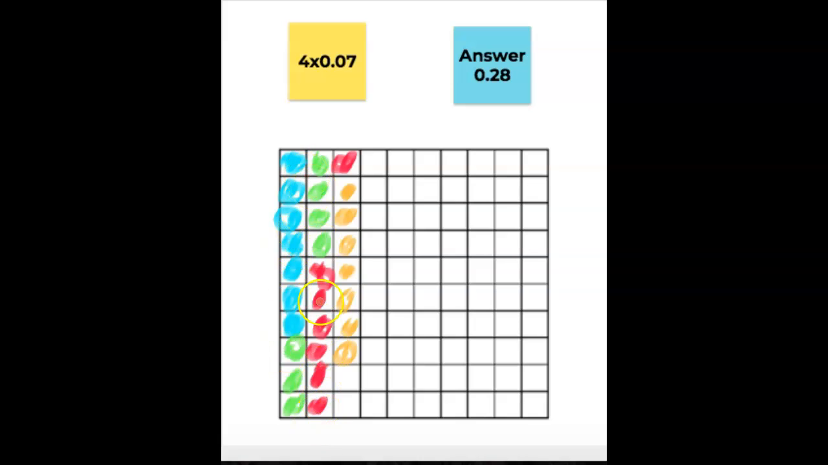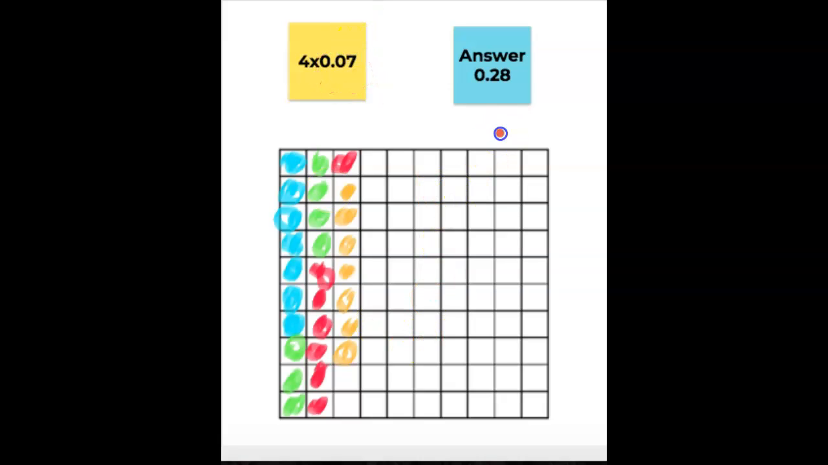So if you look down here at the model, you'll see 4 groups of 7 hundredths colored in, each one a different color. So if we start here with the blue, we go 1, 2, 3, 4, 5, 6, 7. Okay, so each of these squares is a hundredth. So there's 7 hundredths in blue, that's one group. So here 1, 2, 3, and then up 4, 5, 6, 7. So there's 7 in the green group. 1, 2, 3, 4, 5, 6, and up here makes 7 in the red group, and 1, 2, 3, 4, 5, 6, 7. So I have 4 groups of 7 hundredths colored in.